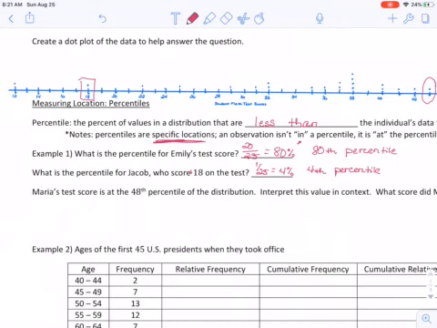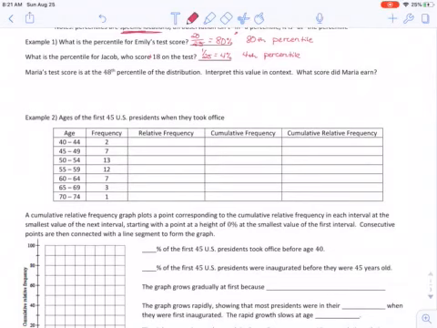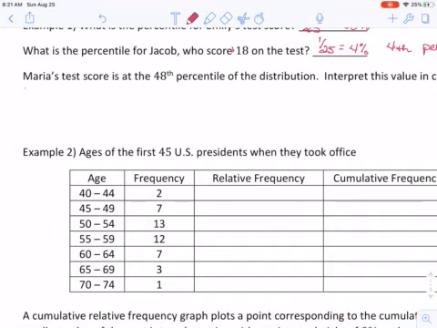And then Maria, her test is at the 48th percentile of the distribution. I want to interpret this value in context and figure out what score Maria earned. So again, percentiles are the percent of people who are below you. So in context, I would say that 48% of students in the class earned a lower score than Maria.